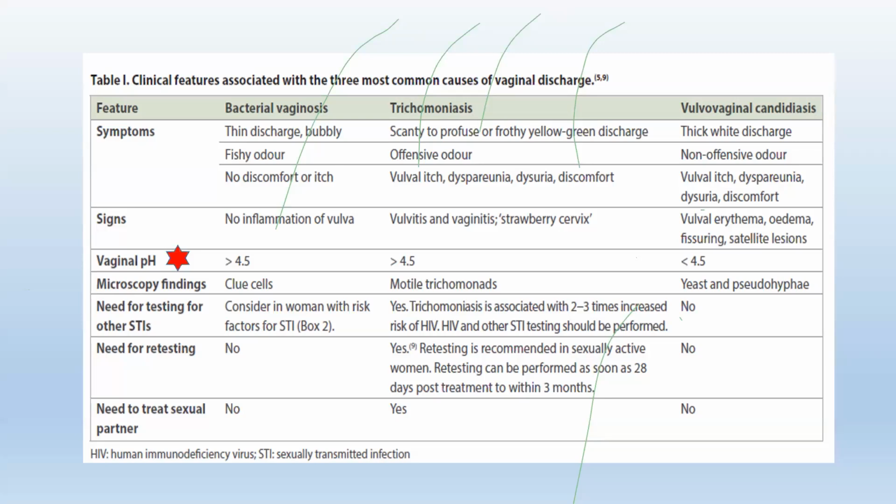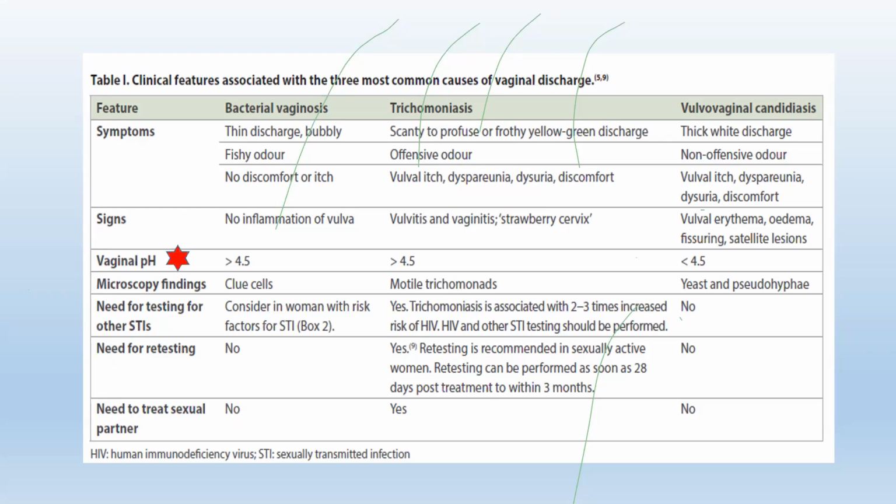All right. If you do a microscopy, there could be a clue cell. If the patient is sexually active for the past 3 months, or if there's a change in partner, or 2 partners in 6 months, then you should do an STD screening. There's no need to do a retesting because some of them is a common cell. So you do not need to treat the partner.